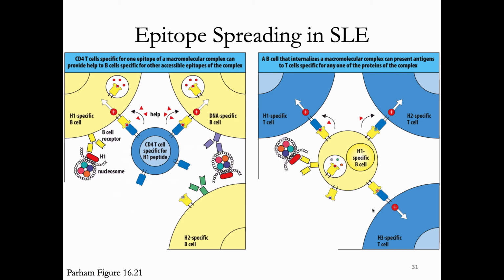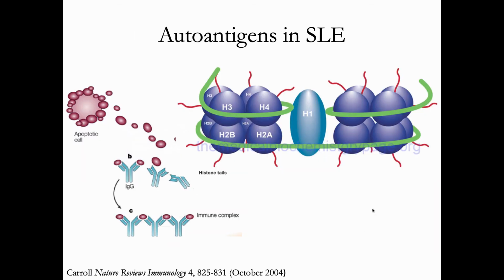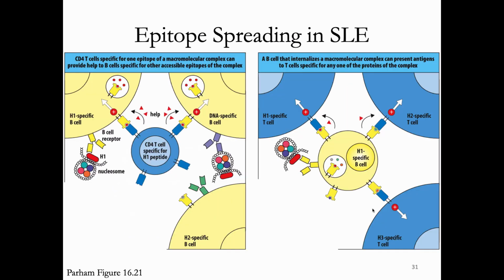One thing that we don't know is what in the world was the initial trigger that started this whole process, and we don't know the answer to that. Perhaps infection, perhaps other type of environmental exposures, we don't know. There's probably a role for genetics, but this is what happens afterwards to perpetuate the disease. So this is one of the really classic autoimmune diseases.